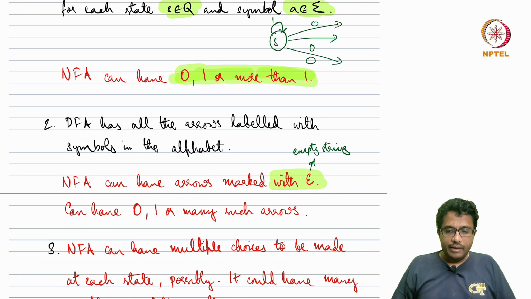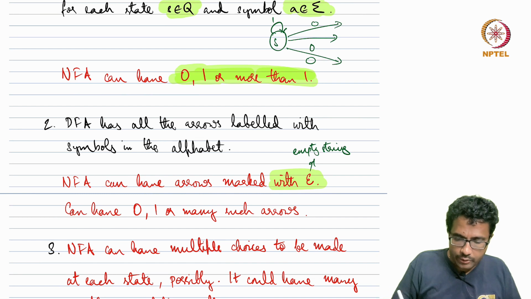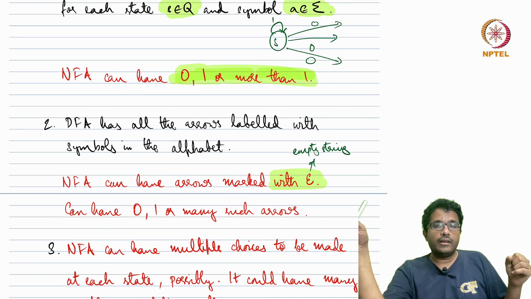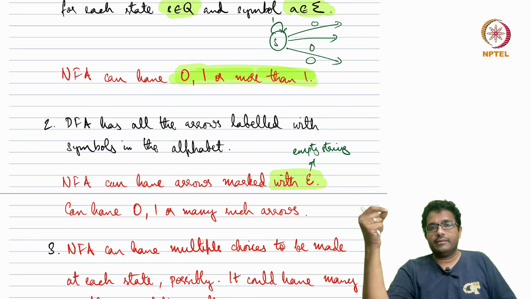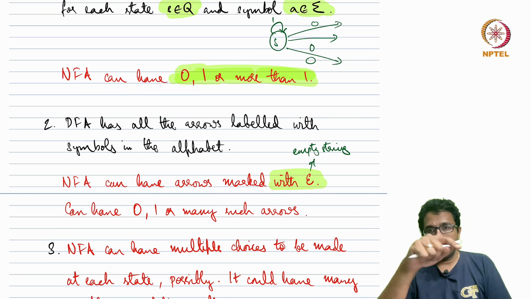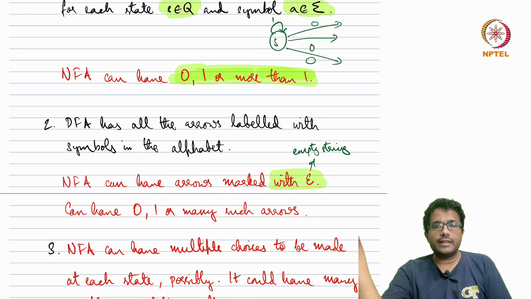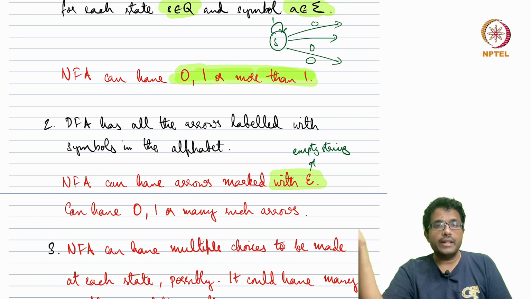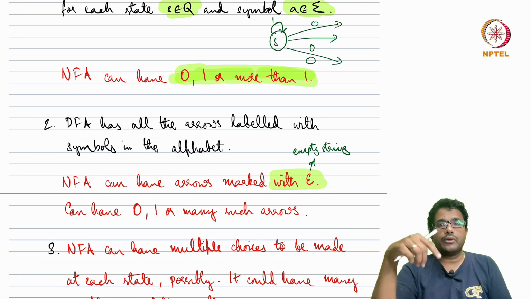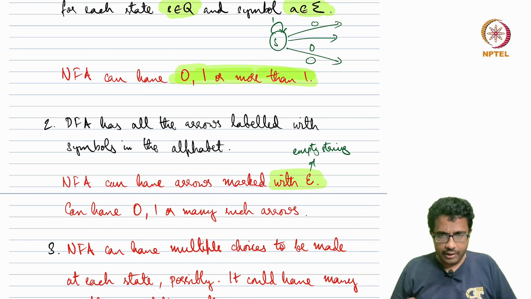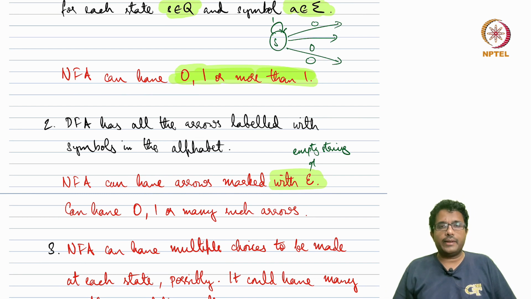In an NFA, if there is an arrow marked with the empty string, you could traverse that arrow and make the transition without reading any input symbol, provided the transition is marked with the empty string. And not just that, you can have 0, 1 or many such arrows marked with the empty string. So from one state you could have multiple arrows marked with epsilon. This may seem a bit confusing for now, but it's not all that confusing. We'll soon see some examples.